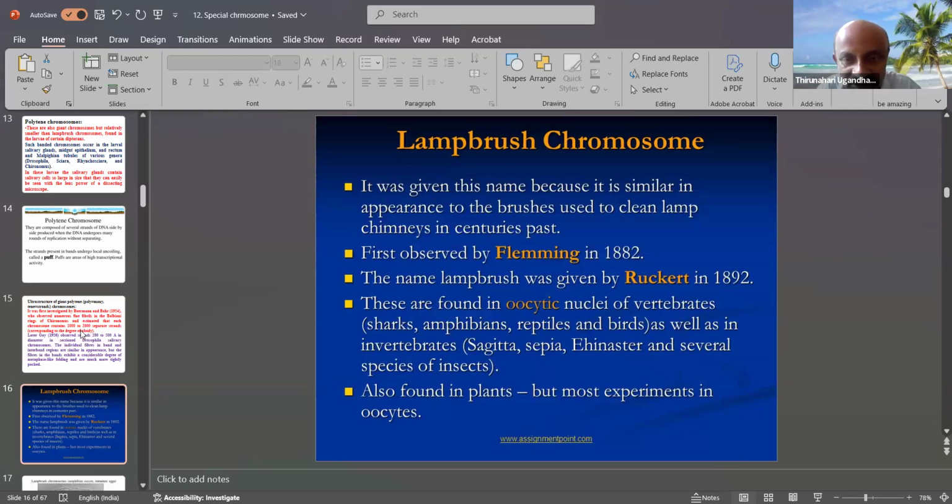The name lampbrush was given by Rückert in 1892. These are found in the oocyte. You know that the oocytes of vertebrates, sharks, amphibians, reptiles and also a few birds have them, as well as invertebrates, such as Sagitta, Sepia and several species of insects.